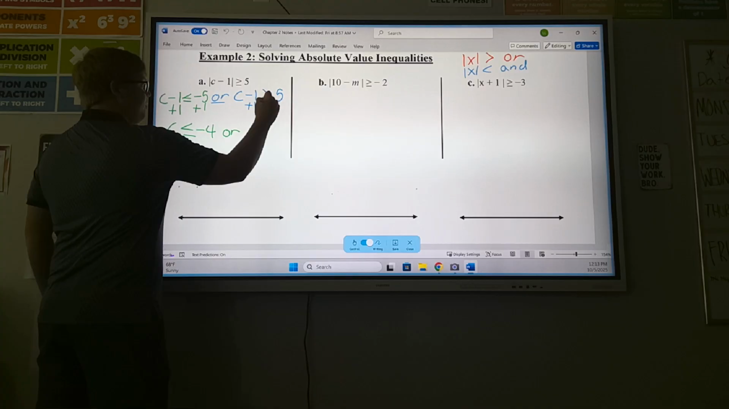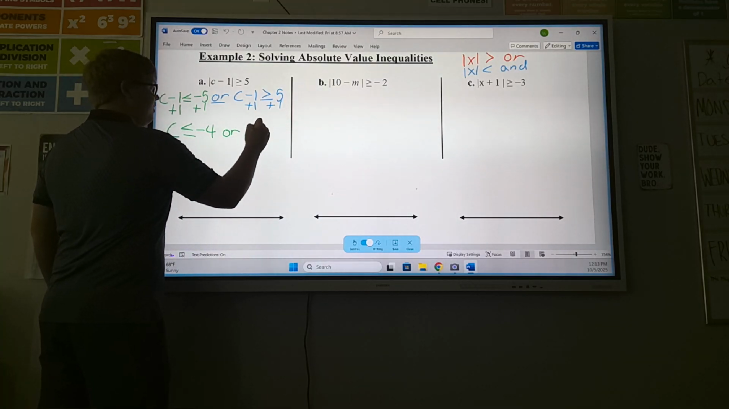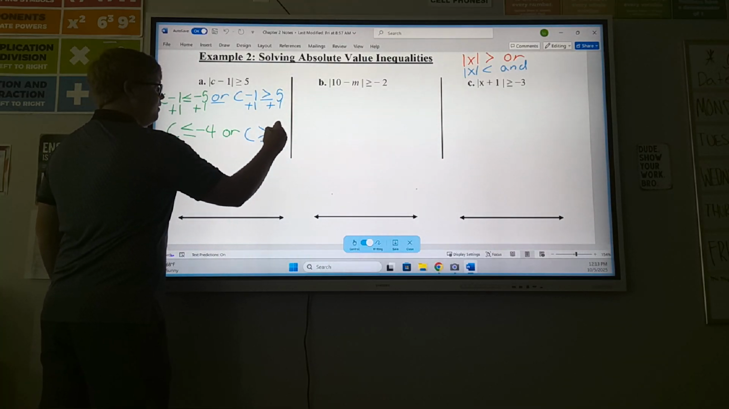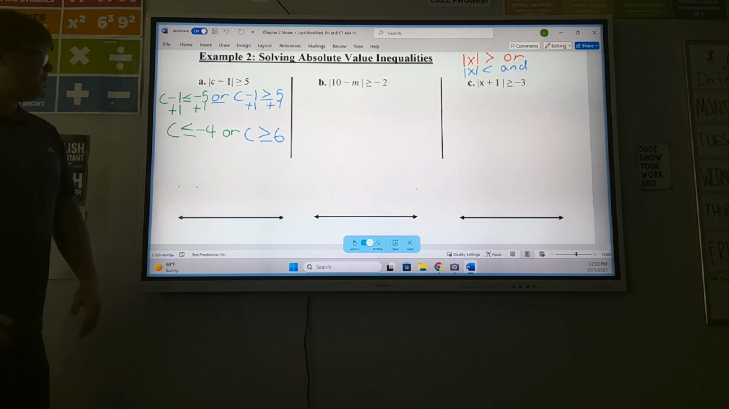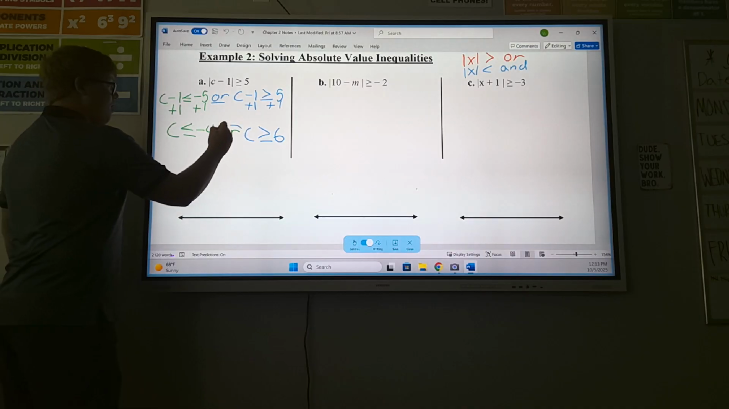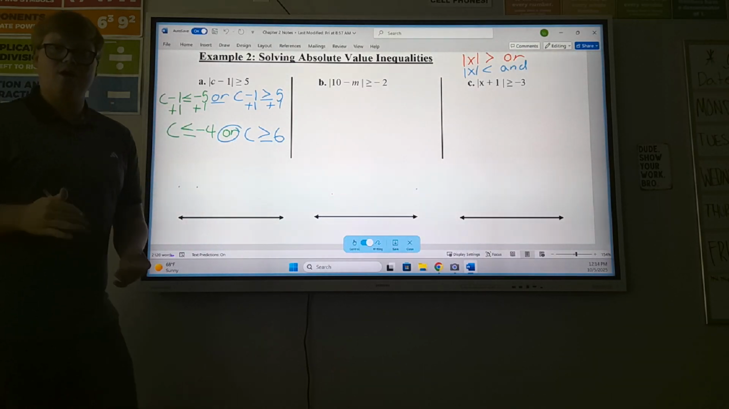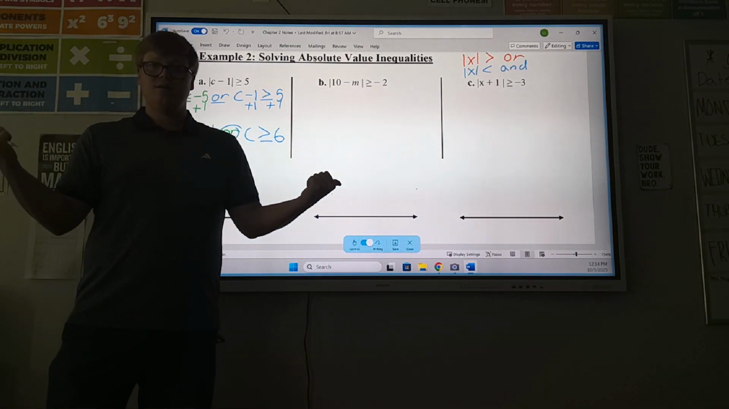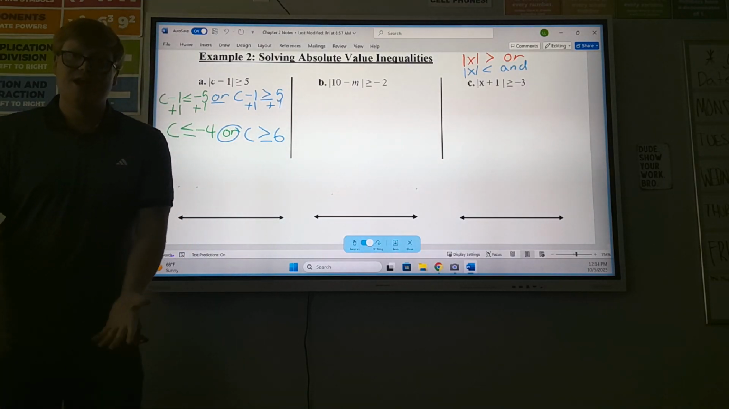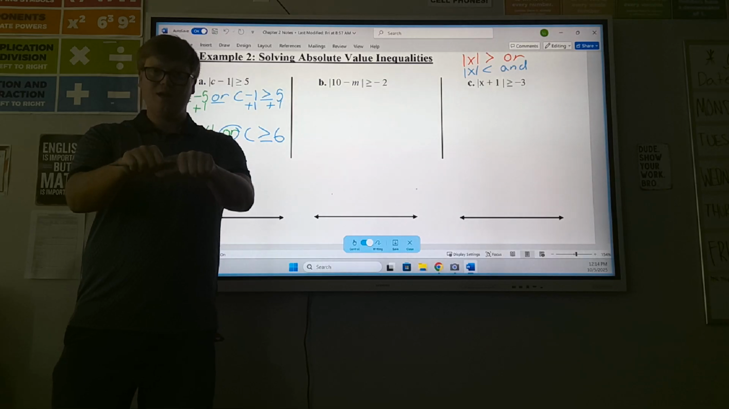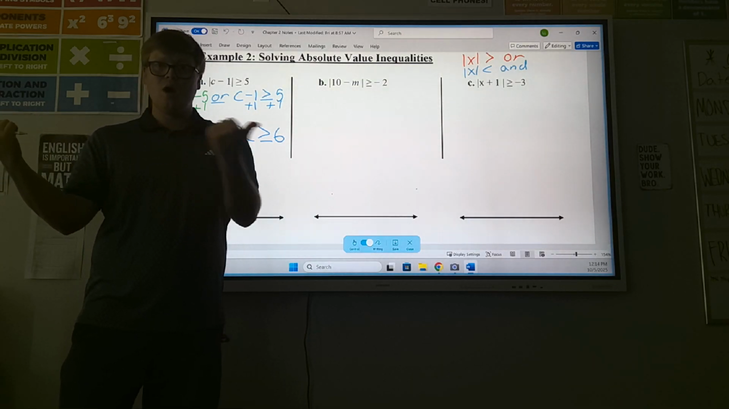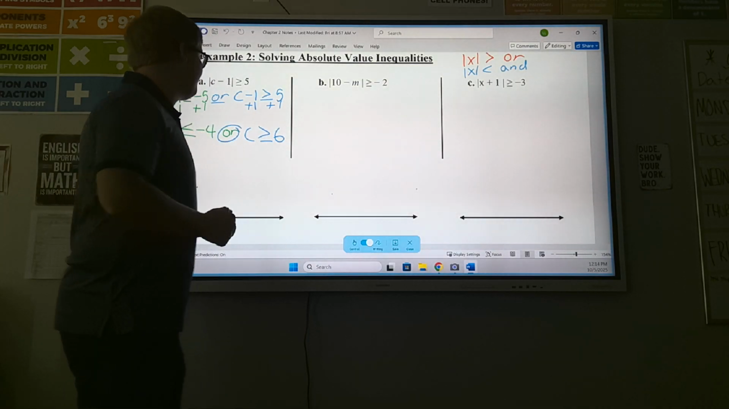Do the same exact thing over here. We add our 1. We have c is greater than or equal to 6. Now we graph it. And again, this is an or compound inequality, which means our or graph is always apart. Remember the reference that I made in class last week? If it's peanut butter and jelly, they go together. If it's peanut butter or jelly, they go apart, right?